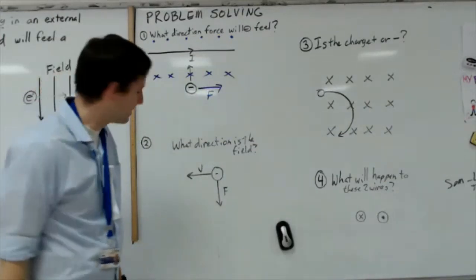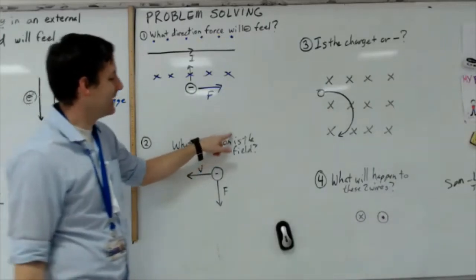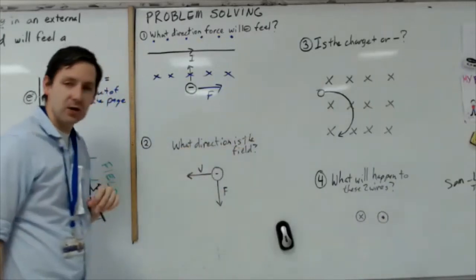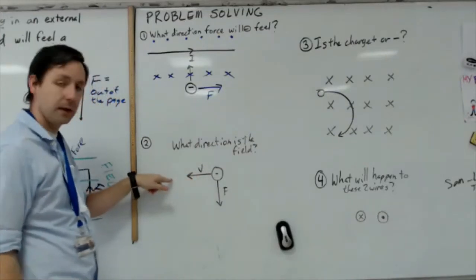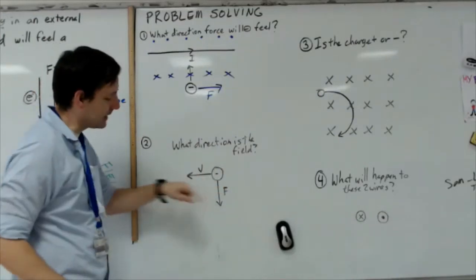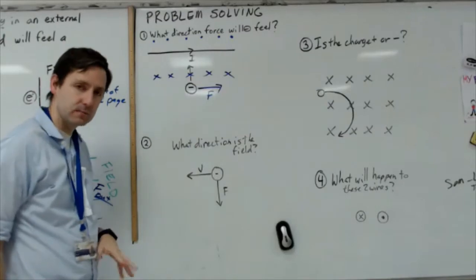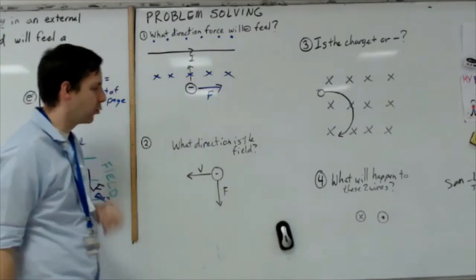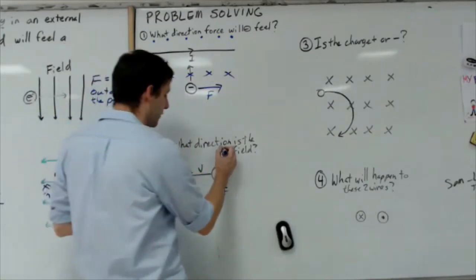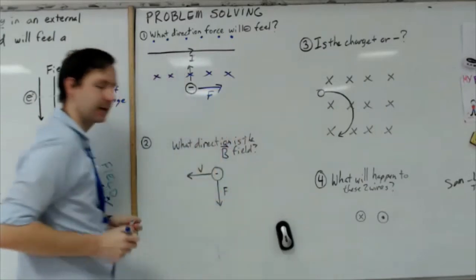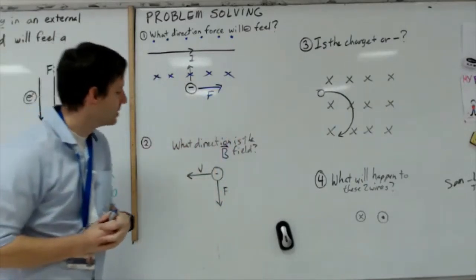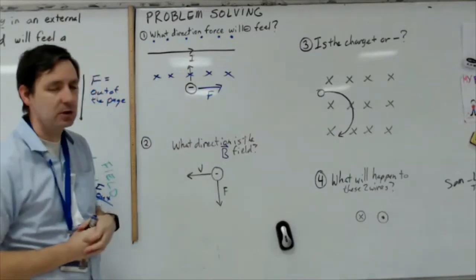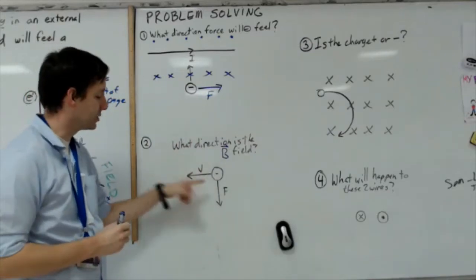Number two. What direction is the field here? We see a negative particle that's moving to the left, and yet it has a force downwards. I guess I should have clarified: what direction is the magnetic field? The electric field would be completely different here. So we've got the velocity that way, and it's a negative charge.